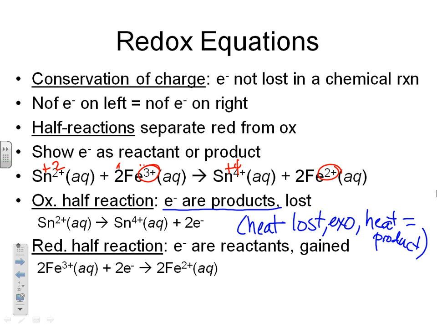But the point that I want to make here again is that when we're talking about reduction, electrons are reactants because they're being gained. Again, think about an endothermic process. In an endothermic process, heat is gained, heat is absorbed. Heat is a reactant. That heat has to enter the system. It didn't start in the system, it's coming into the system from the outside. Reduction is very, very similar. Electrons are reactants in a reduction half reaction because they have to enter into the system. That iron 3 is not starting with all of the electrons that it winds up with. So we have to gain those 2 electrons from the outside.